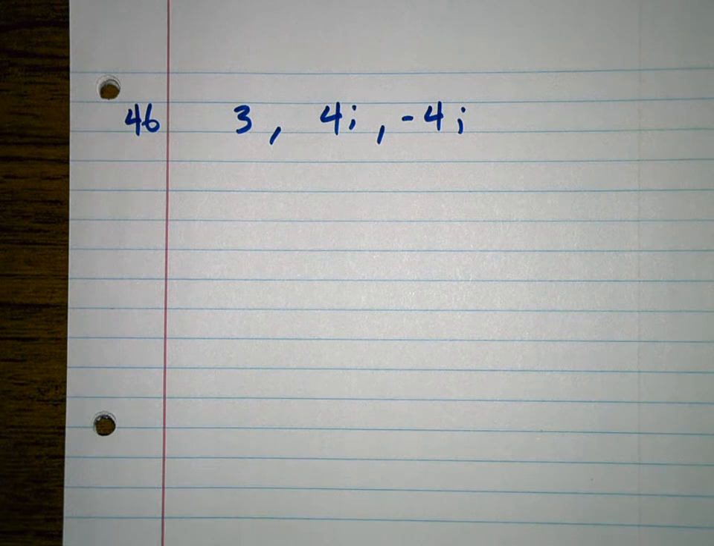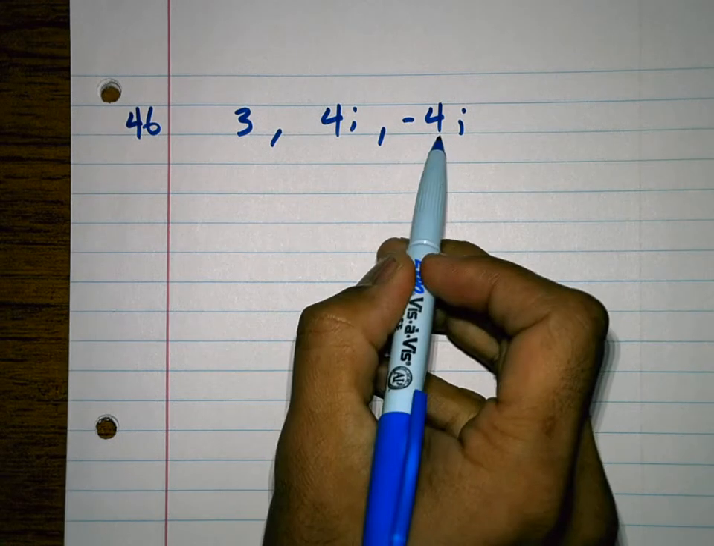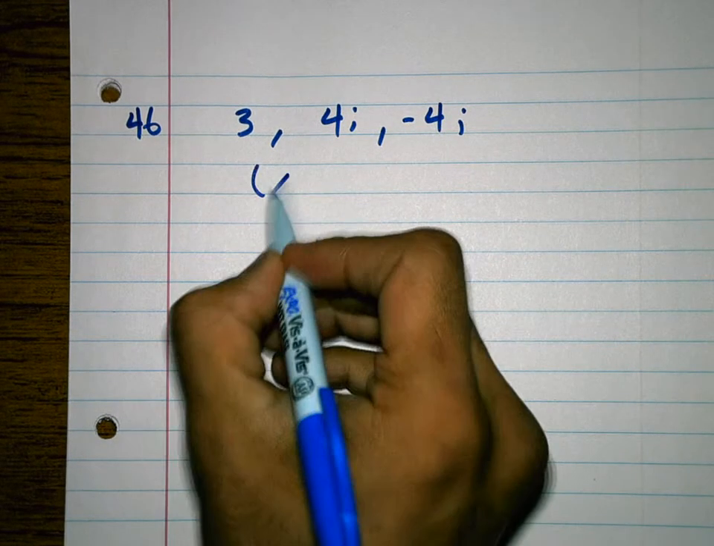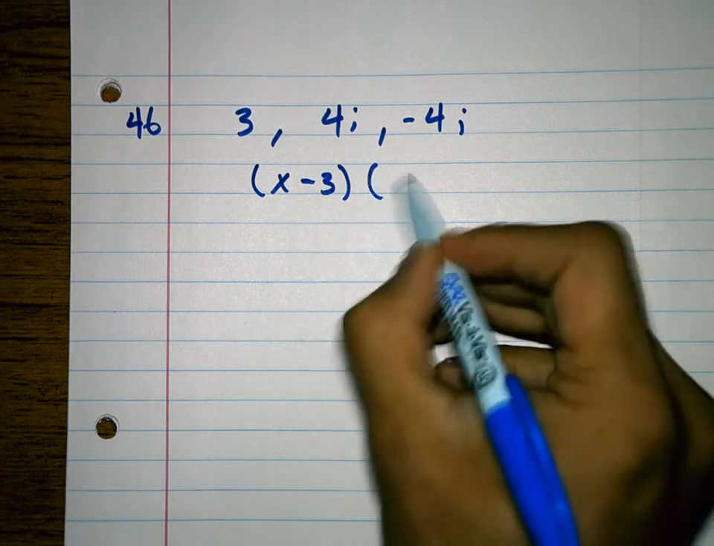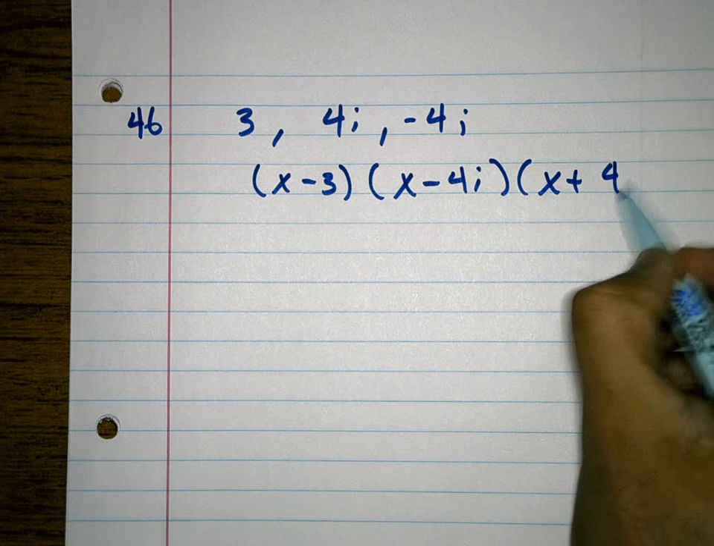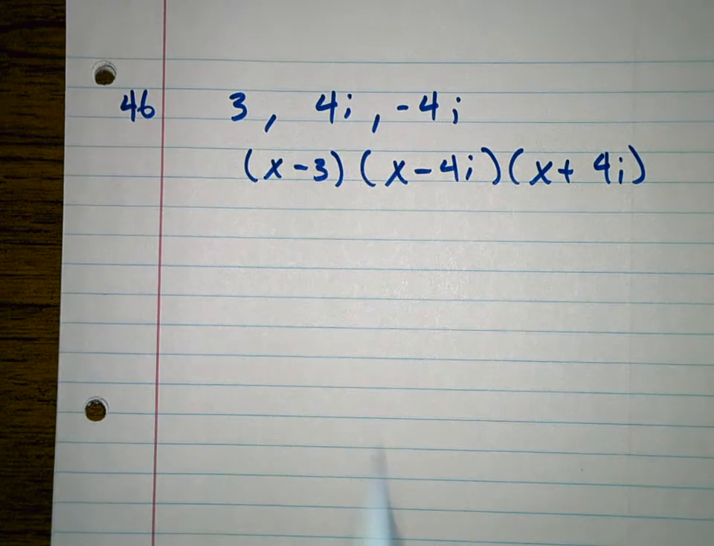All right, looking at the 2-5 part of the review, they want us to write the polynomial with these given zeros. Okay, so remember conjugates, imaginary roots always come in pairs. So I'm going to write this as x minus 3, x minus 4i, that comes from that one, and then x plus 4i, right, that comes from that one. And so I just need to multiply these all together.